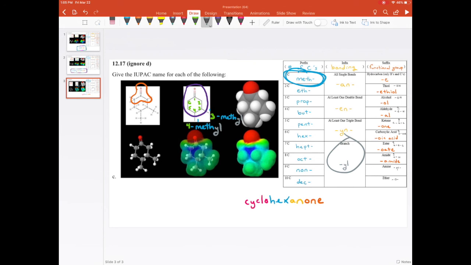Now these two branches are the same type of branch. They're both methyl branches, so we can smush them together. Take the numbers and separate them by commas, 3,4. Always between numbers and letters goes a dash. Then you have to say how many branches you've smushed together with a little prefix. We've smushed 2 together, so I'm going to use the prefix di. And finally state the type of branch, so methyl. That's what those 2 branches are called when you smush them together. Now we just have to put those branch names in front of the backbone name. And so the name for this whole thing will be 3,4-dimethylcyclohexanone.